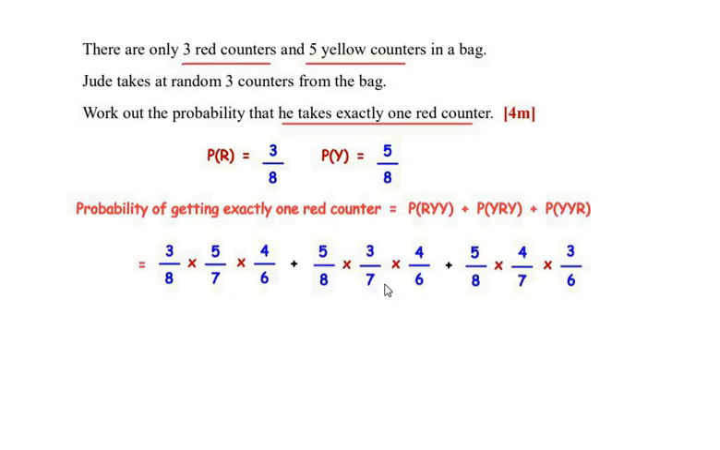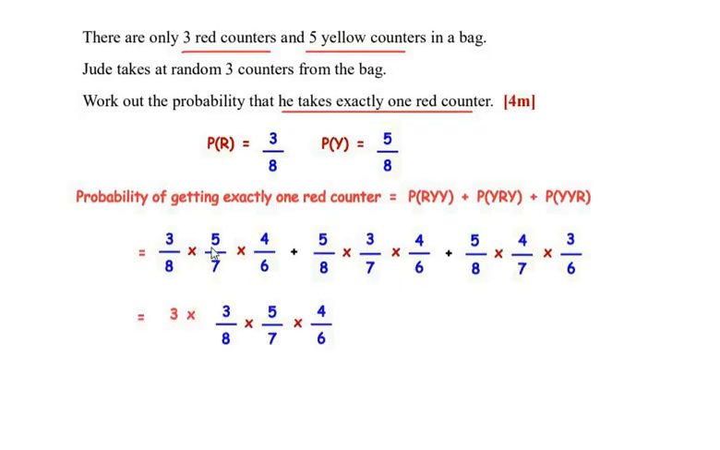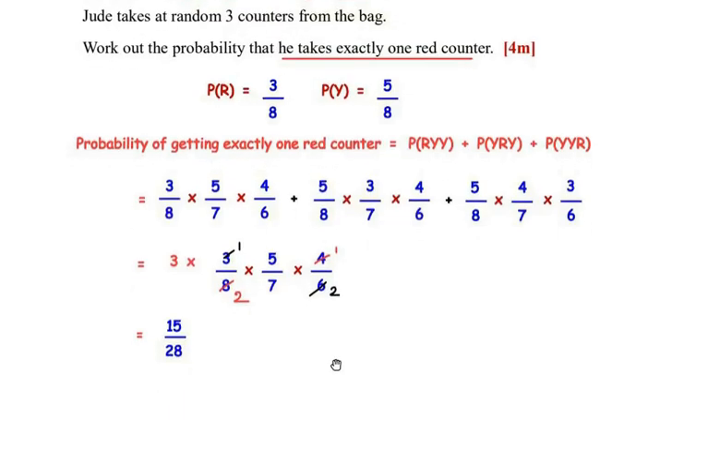So we can write this as 3 times 3 over 8 times 5 over 7 times 4 over 6. And now we can divide this numerator 3, that is 3 1 times is 3, and it divides this 6, that is 3 2 times is 6. And 4 divides 8, that is 4 1 times is 4, and 4 2 times is 8. So let us simplify this fraction now. Here in the numerator we get 3 times 1 is 3, and 3 times 5 is 15, and 15 times 1 is 15, divided by 2 times 2 is 4 and 4 times 7 is 28. So this gives us the answer as 15 over 28.